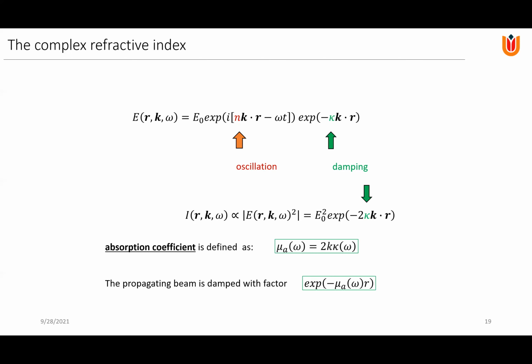Of course, this looks quite a lot like Lambert-Beer's law: exponential to the power minus mu a times L. So, in other words, what we arrive at now is an electromagnetic way, from Maxwell's equations, to define an absorption coefficient. So mu a, the damping coefficient of that exponential, is directly related to the imaginary part of the refractive index.